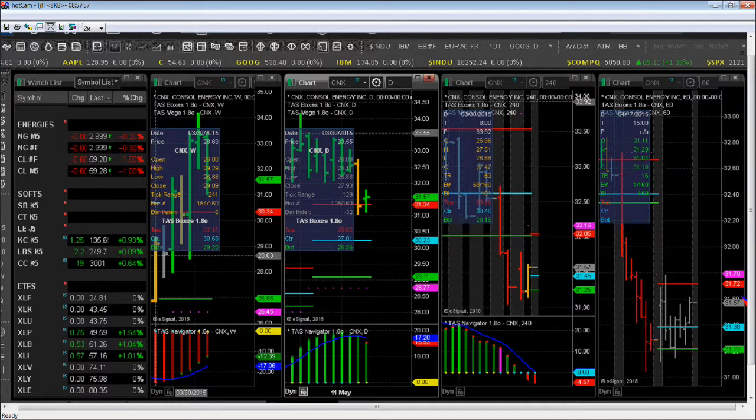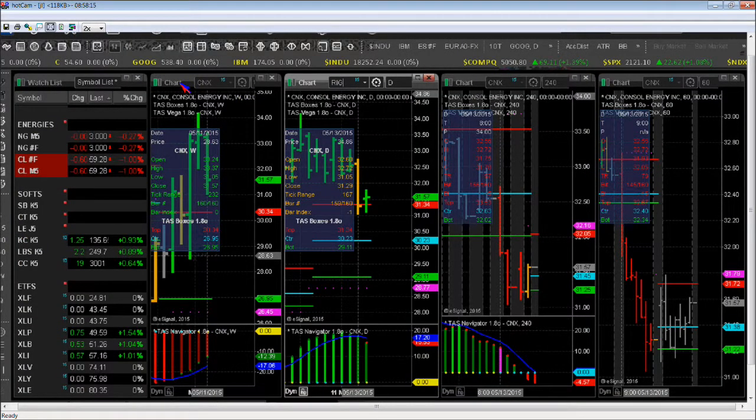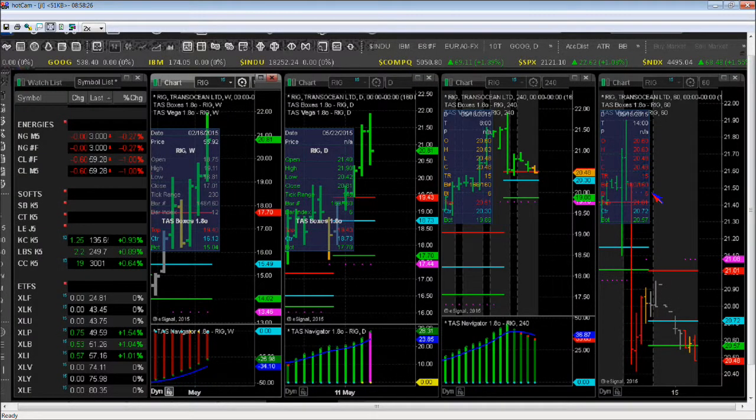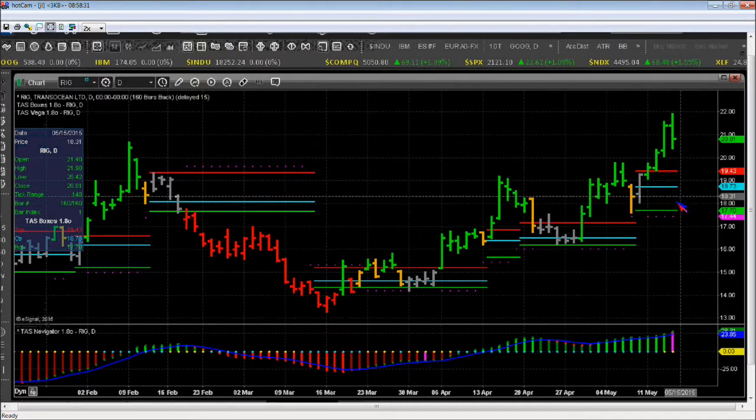Transocean, RIG. Here we go. To close the show, we're going to look at RIG. Weekly breakout 17.70. Trade 20.81 right now. Let's take a look at our 20.57. This is a daily situation. I still think you've got to wait pretty patiently on this for a pullback to the 19.43 with stops down below there.